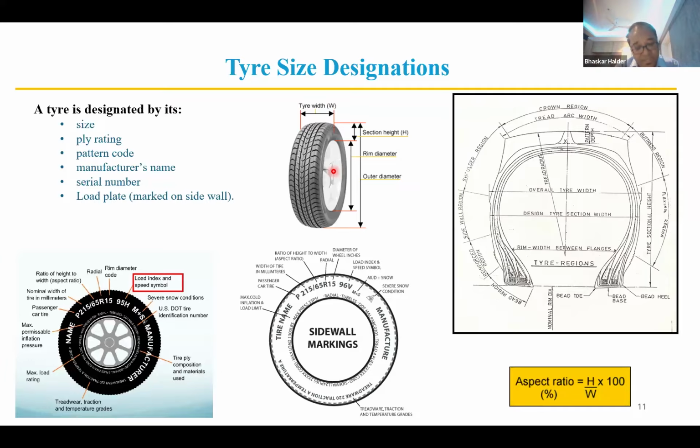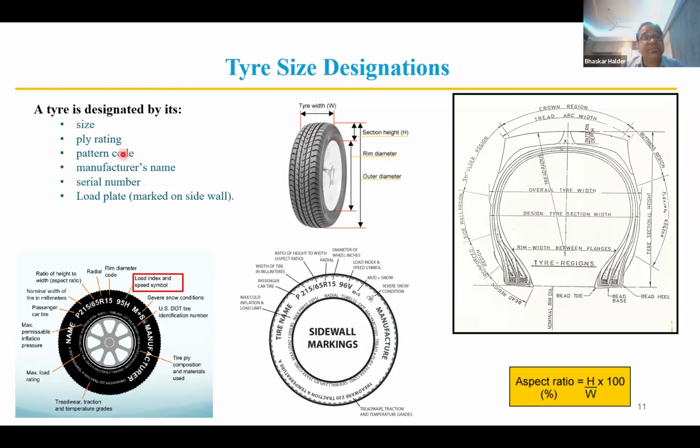That is, dash means bias technology, the old technology, and R means the radial technology. So this can give you some differences in the nomenclature of the tires. And in R15 or R16, the 16 is the rim diameter. So that way, generally, we designate our tires.